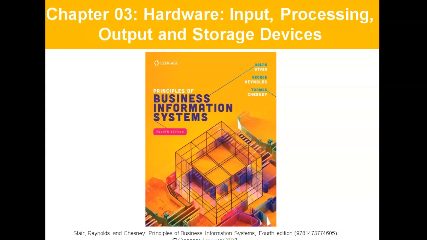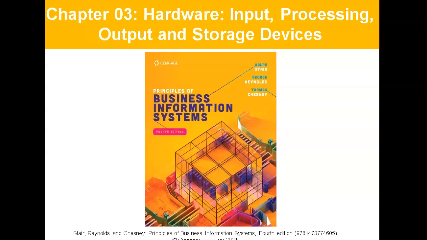Alright, so we're going to do chapter 3 of IT: hardware, input, processing, output and storage devices. So let's start. Firstly, what is hardware? Hardware is something that is hard. Think about hard, it's something physical. It's something you can touch. For example, your computer, mouse, that's hardware. Your printer, that's hardware. Let's say your scanner, it's hardware. It's something you can touch.